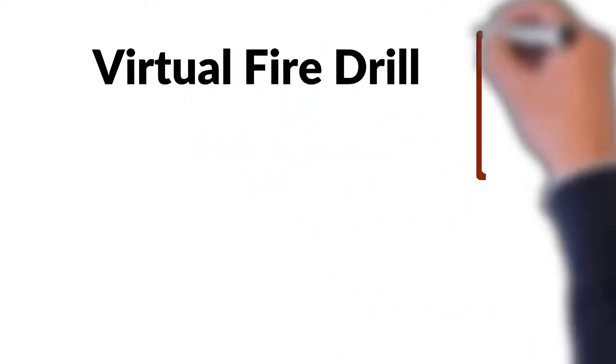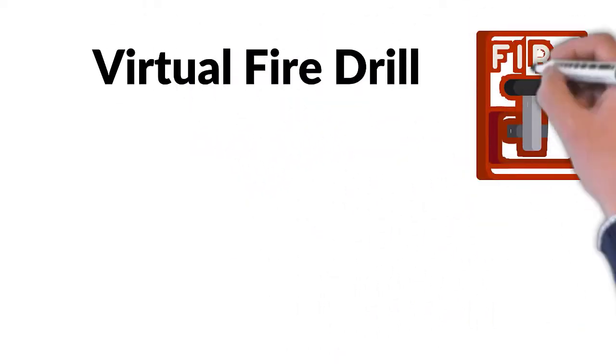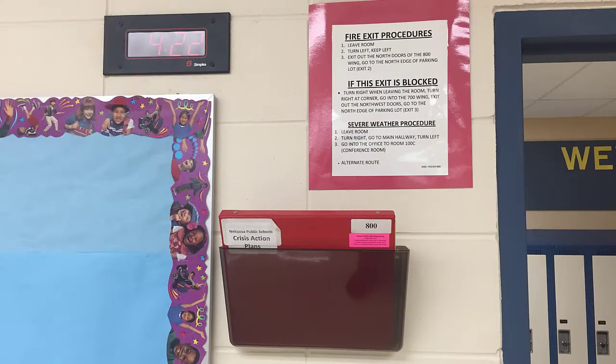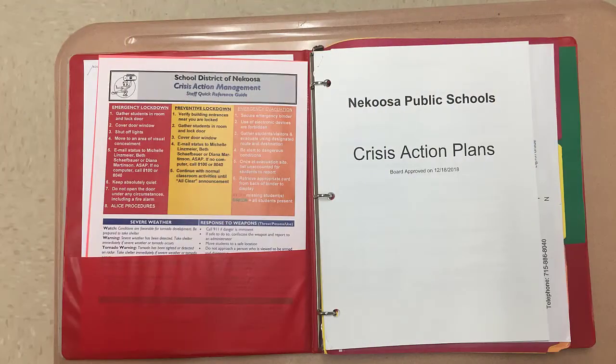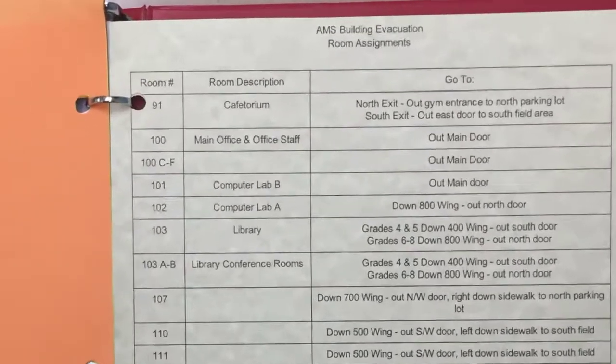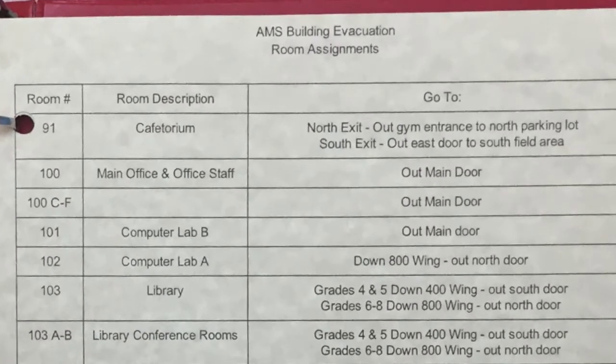So there's 3 things I'd like to talk about during today's virtual fire drill. Number 1 is to learn where your spot is that you go to when you go outside. Now, every room in the building has a red folder by the door that's labeled Crisis Action Plans. When you open the red binder, you'll see a bunch of colored tabs. If you turn most of the way to the back, you'll come across this orange tab where you'll find the AMS Building Evacuation Room Assignments. If you look up your room number on the left, it'll tell you where your spot is outside that you need to go to.